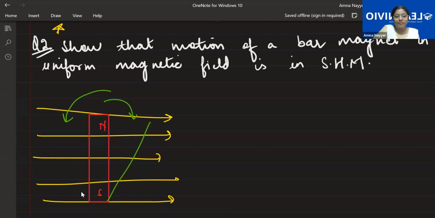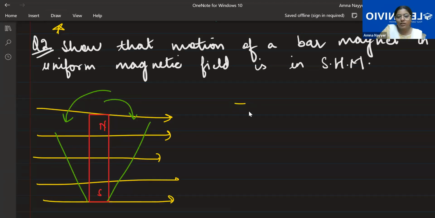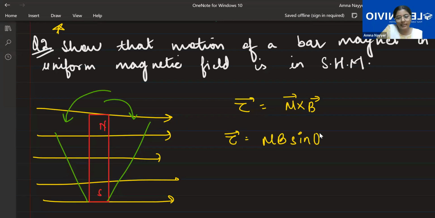Here it must create some angle, this must move it. This is what will happen. Now we know torque is what? Torque is nothing but M cross B. Torque is equal to MB sine theta.